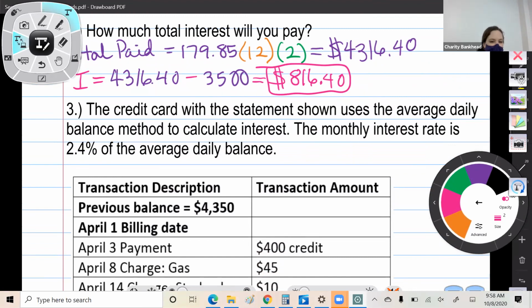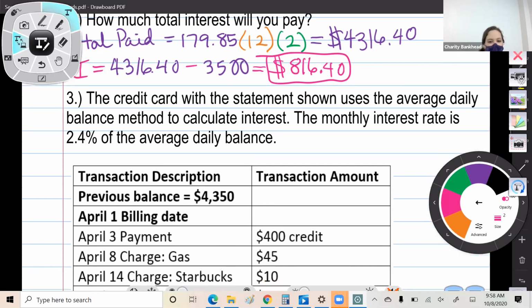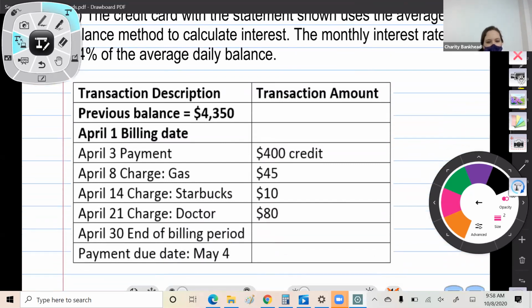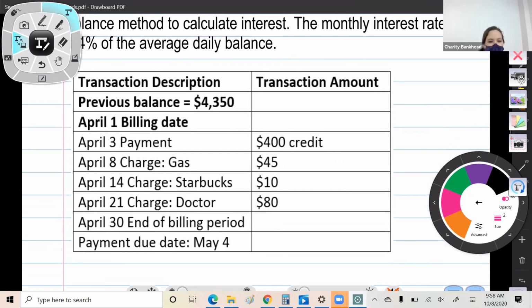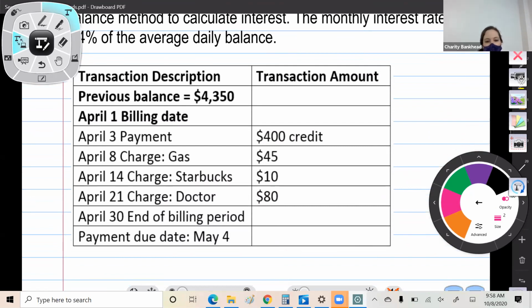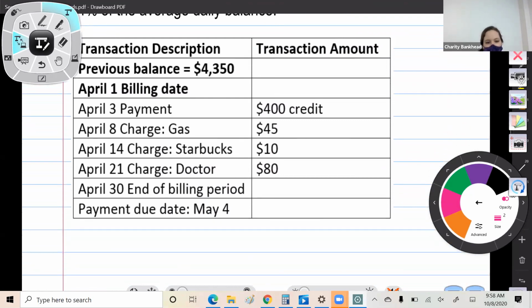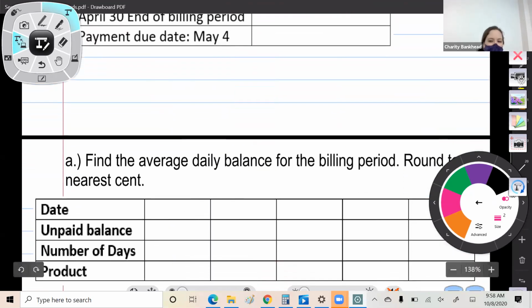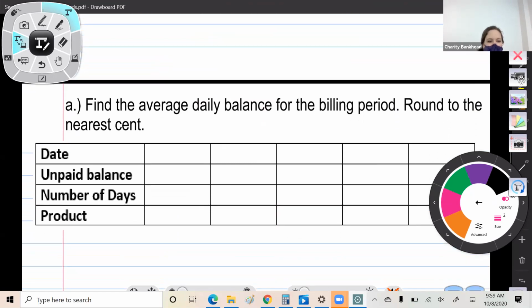All right, number 3 says the credit card with the statement shown uses the average daily balance method to calculate interest. The monthly interest rate is 2.4% of the average daily balance. All right, so it shows you the previous balance is $4,350, and then a payment of $400 on the 3rd, charge of $45 on the 8th, $10 on the 14th, $80 on the 21st. So find the average daily balance for the billing period, round to the nearest cent, of course.